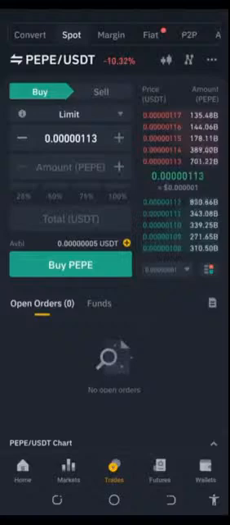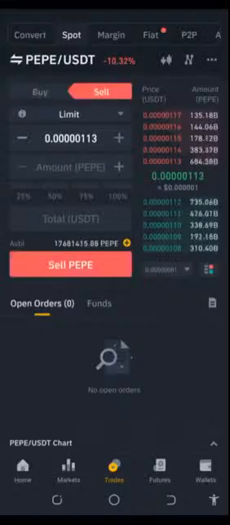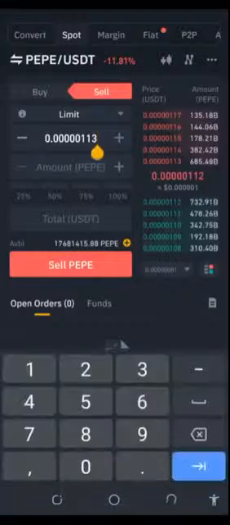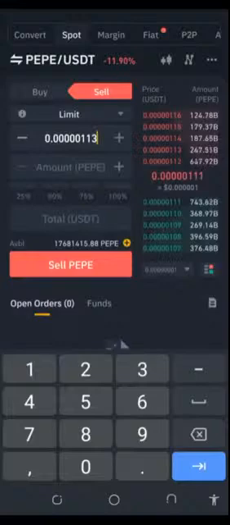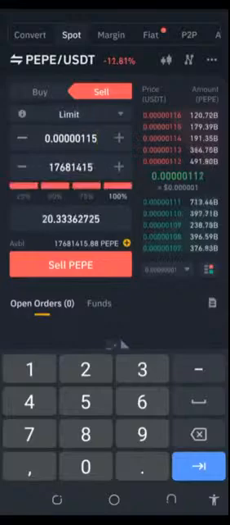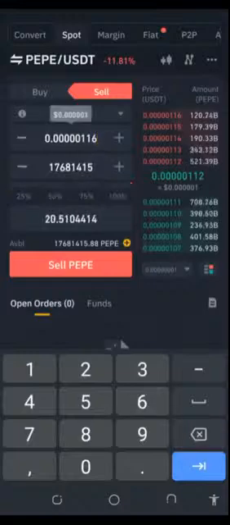The next thing now is for us to quickly set our sell limit. Don't forget that what we actually set as our buy limit was 113. Now for our sell limit, we're going to take it to 115. For us to do this, we just pick up 100%. And you can see, oh wow, it's gone a bit lower. Now we're at 20.33. What if I change this to 6? It's going to go to 20.51.